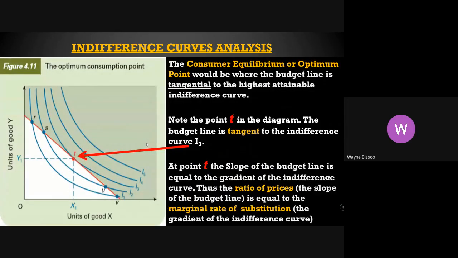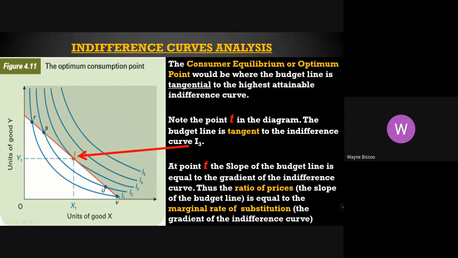So let's bring the two concepts now together, and this is going to give rise to something called the consumer equilibrium position or optimum position. So when we bring the two concepts of a budget line and an indifference curve together, we can arrive at what we refer to as a consumer equilibrium point. And that will be the point where the budget line is tangential to the highest attainable indifference curve. In this case here, it'll be at this point T here. Note the point T in the diagram. The budget line is tangential or is tangent to the indifference curve I3.